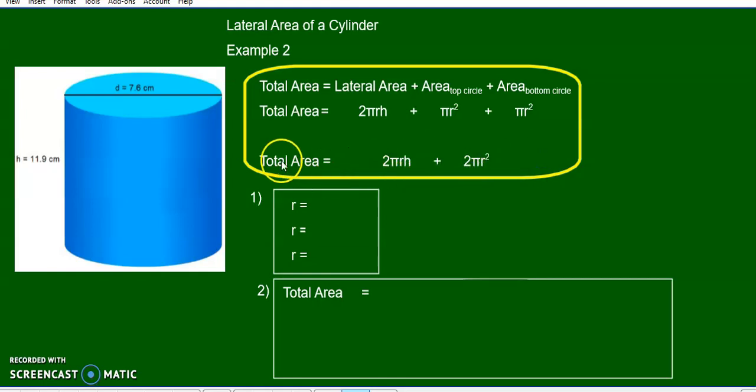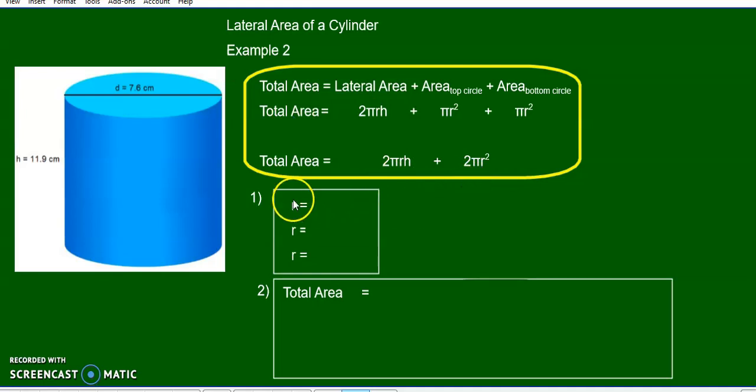Each circle is pi r squared, so we can say 2 pi r squared. Okay, so in this formula we need an r, we need the radius, and we need the height. We don't have the radius, we have the diameter of the circle on the top here. We have the height, but we don't have the radius, so we have to do one little extra step before we can apply the formula.